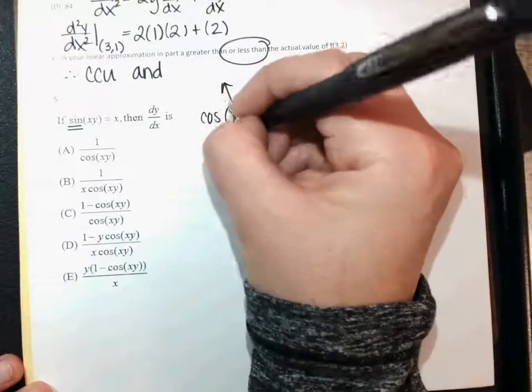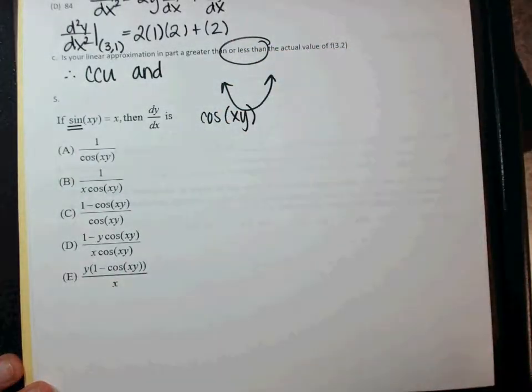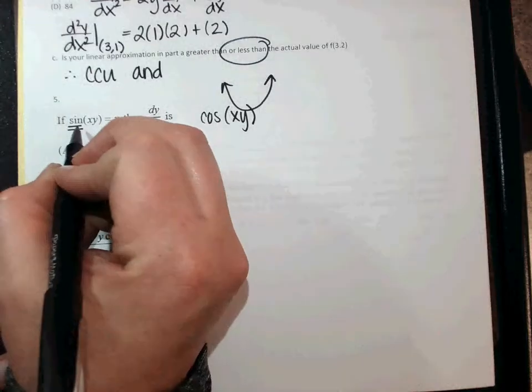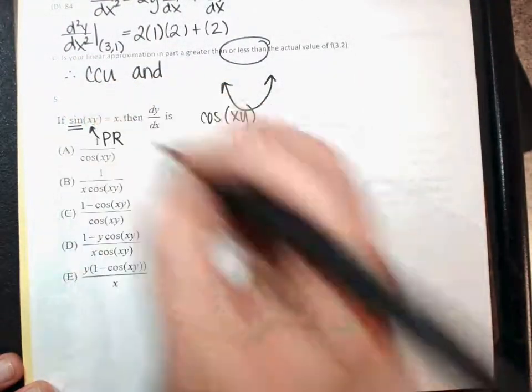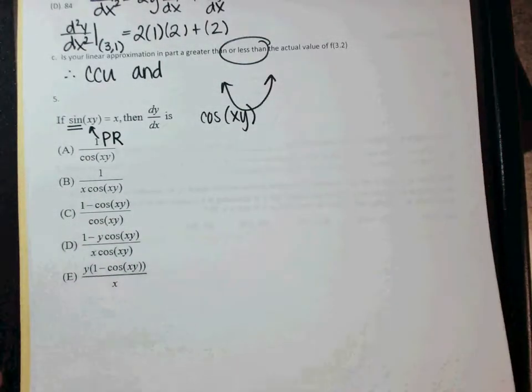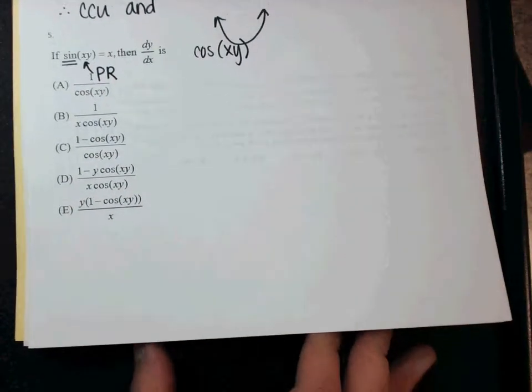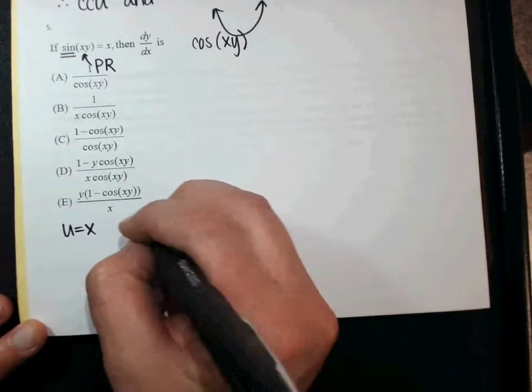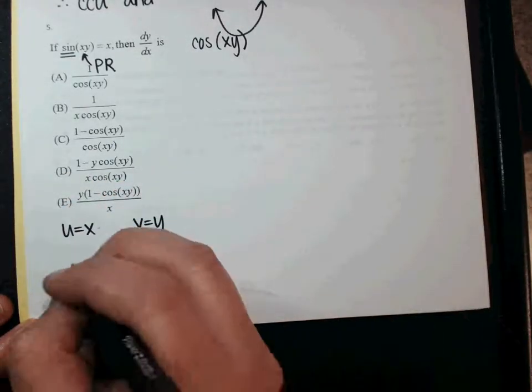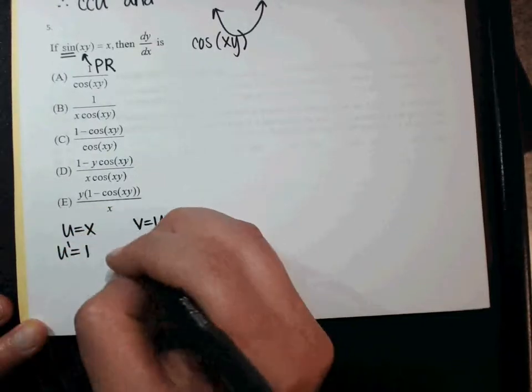Cosine xy. And then I have to multiply by the derivative of xy. What rule is that going to need? Sad day, product rule. Okay? So when I do my chain rule, I'm going to have to do product rule in the middle of it. So my u is x, my v is y. What is u prime? What is v prime?